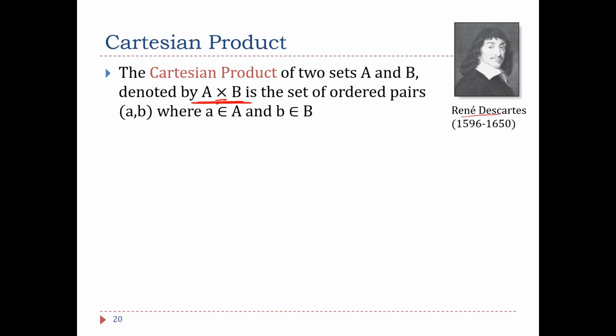And it's the set of ordered pairs (a, b), where a belongs to A and b belongs to B. So it's the set of ordered pairs where the first element belongs to the first set and the second element belongs to the second set. Well, why would we define Cartesian products?